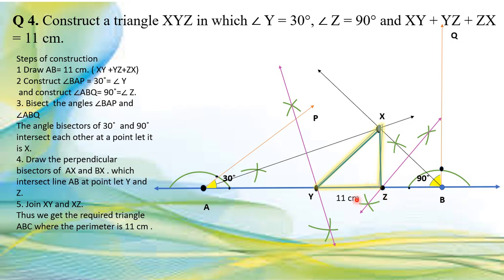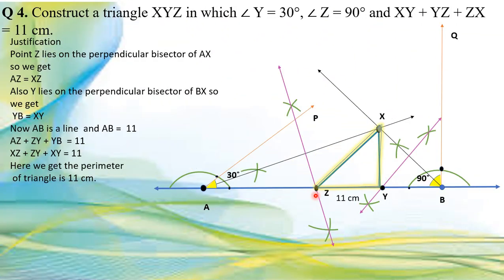How will we do it? First of all, for justification, we measure the line segments with the help of a ruler and get the sum of three sides as 11 centimeter. So by measurement we can find that the sum is 11 centimeter. Then afterwards, let us justify this.